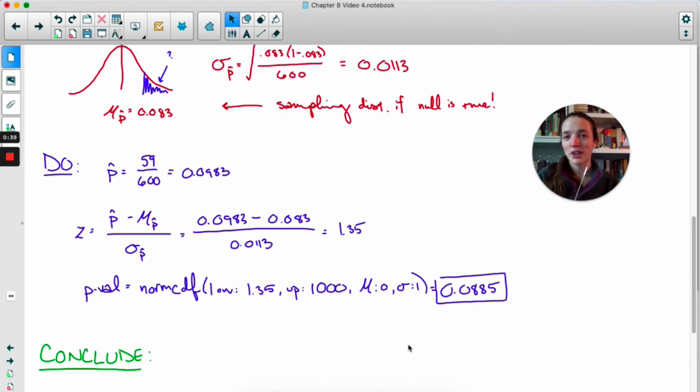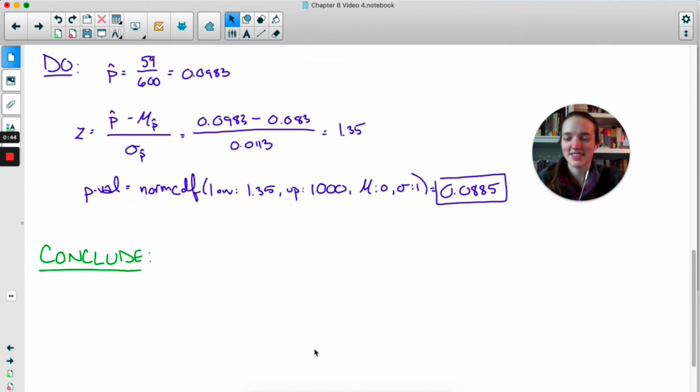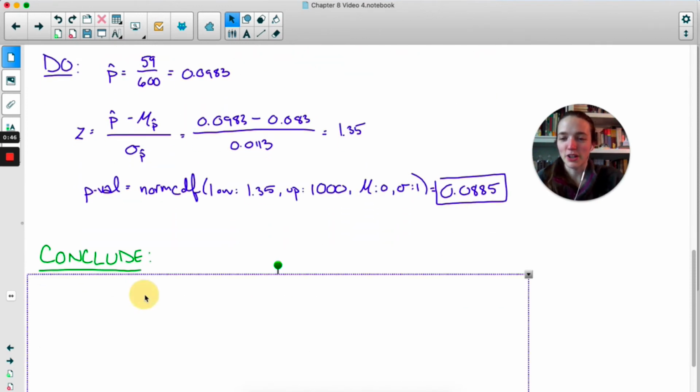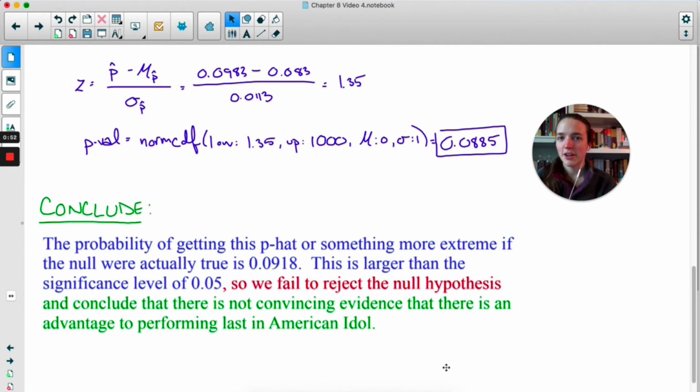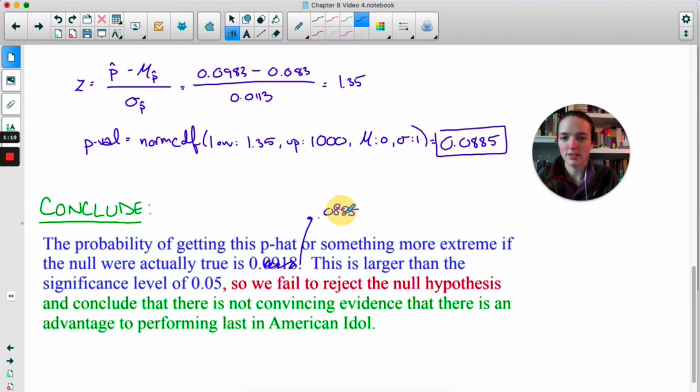Okay, now the whole point of this was to make a conclusion about whether or not we have good evidence against the null. So here's my conclusion. It's color-coded, and I'll explain those colors in a moment. Wait, before, there's a typo. Yikes. Okay, here's our conclusion. The probability of getting this p hat or something more extreme if the null were actually true is 0.0885.